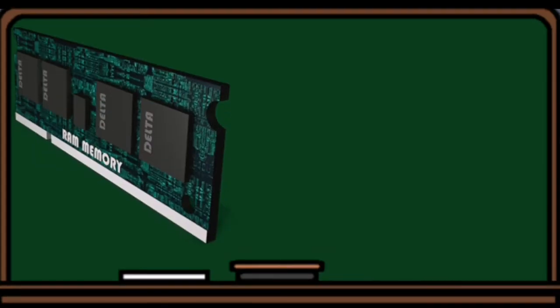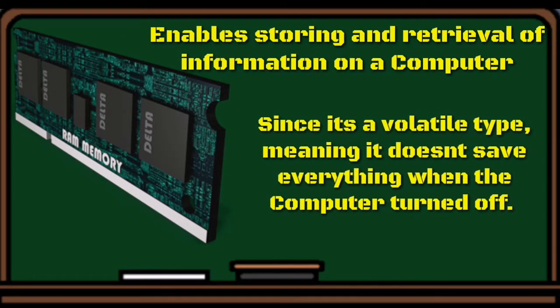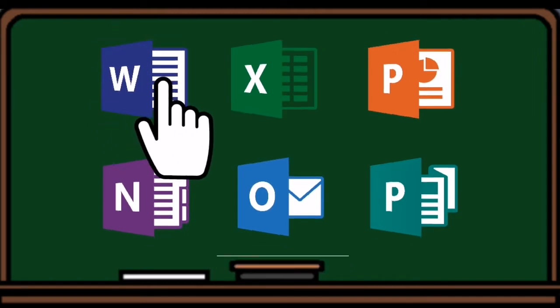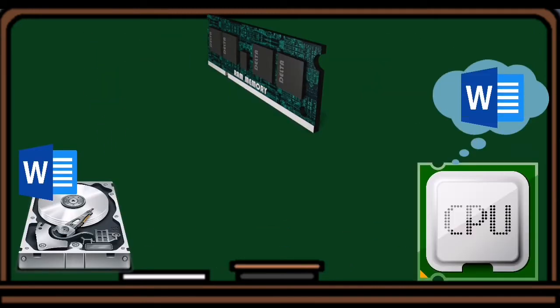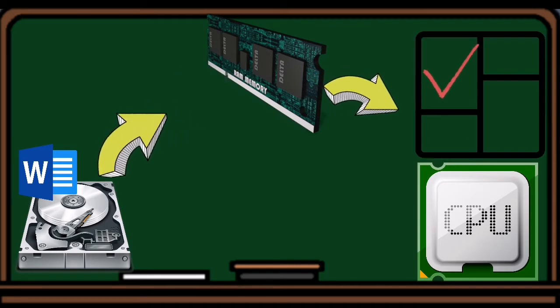Random access memory is a hardware device that enables the storing and retrieval of information on a computer, but since it's a volatile type, it does not save everything when the computer is turned off. This is how RAM works. If you are to open a certain application or file, the central processing unit will ask RAM to get the saved files. RAM will then get the files from the hard drive and send them back to the CPU.